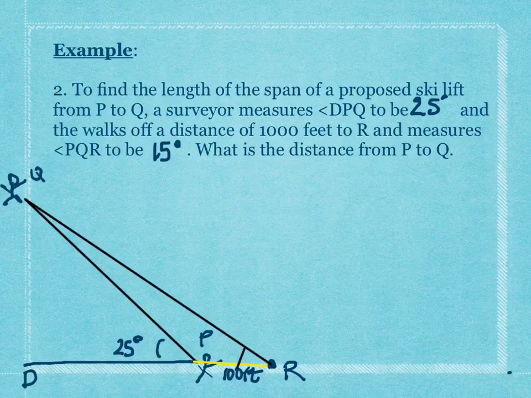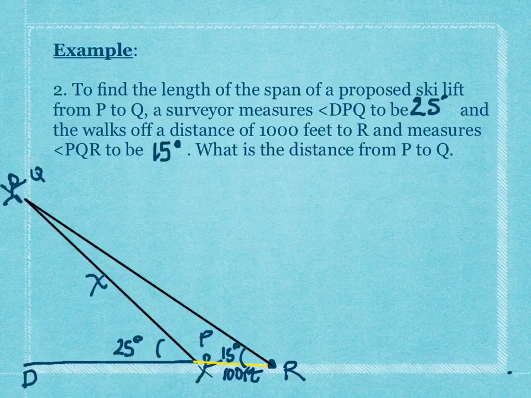Right here, this angle, to be 15 degrees. Okay? And the question is, what's the distance from P to Q? So P to Q is over here, and we'll call it maybe X. Okay, so do you see a triangle?